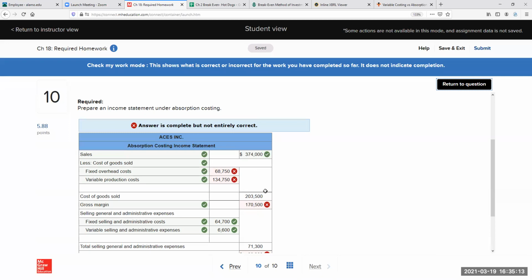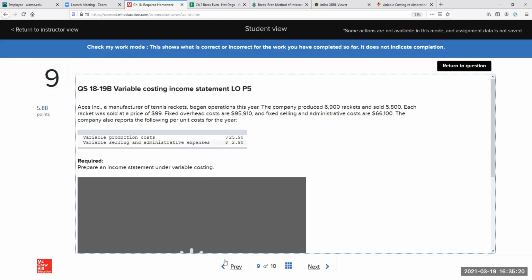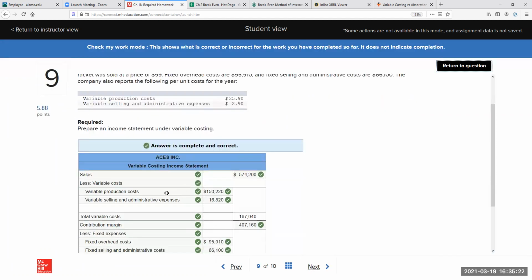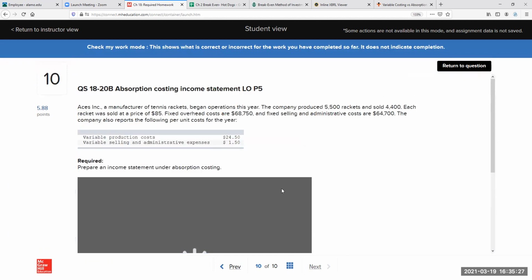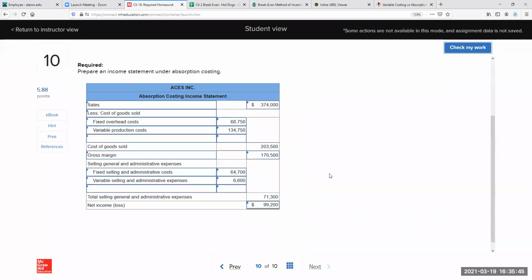So less cost of goods. It likes what we put the fixed selling and the variable selling down here. Whereas over here in number 9, we put all the variable up here and all the fixed down here. In absorption, it likes the fact that we put fixed overhead and variable overhead. It didn't like the numbers I came up with. But you see, this is just production cost, and now selling is down there. So this is your cost of goods sold. Let's go back there and see if I can see what I missed.